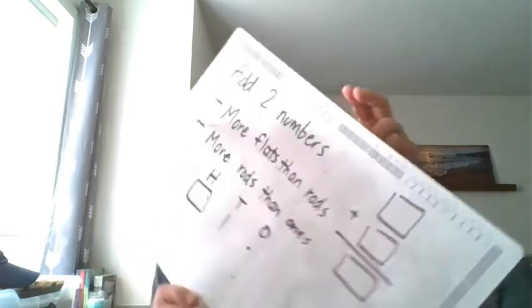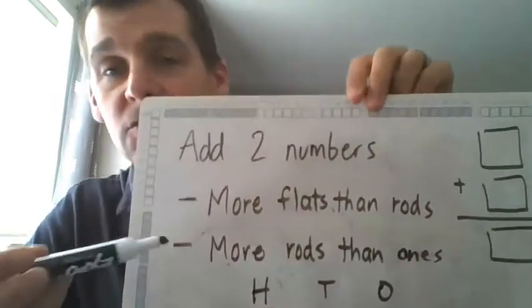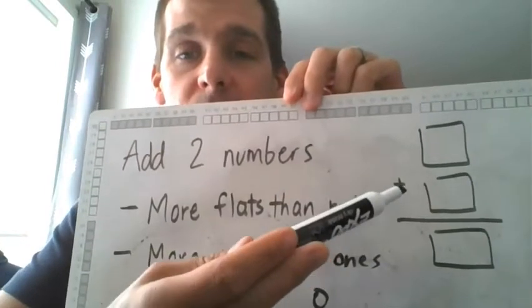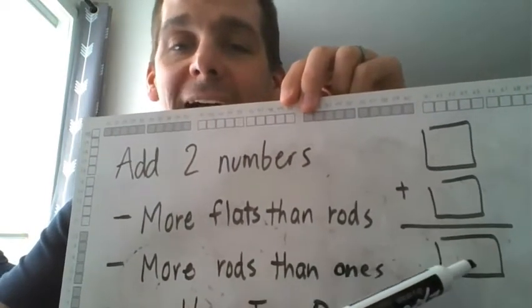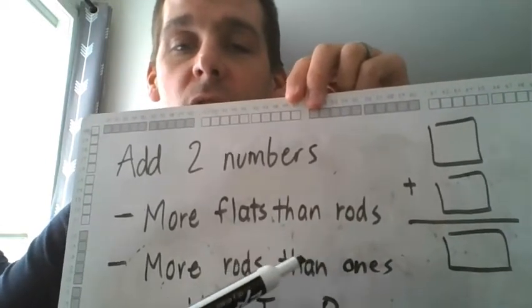Then the sum of those two numbers, the answer for those two numbers, has to have a couple of things. One, it has to have more flats than rods, and it must have more rods than ones. So when I look here, I know I'm adding two numbers. I know that I'm having an answer down here. This answer needs to have more flats than rods and more rods than ones.